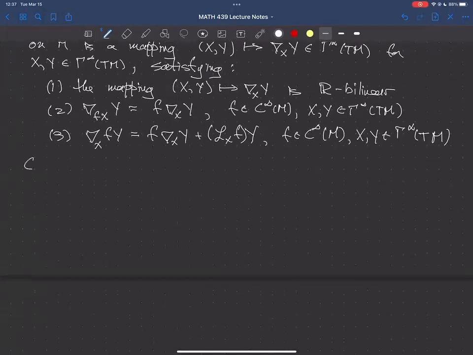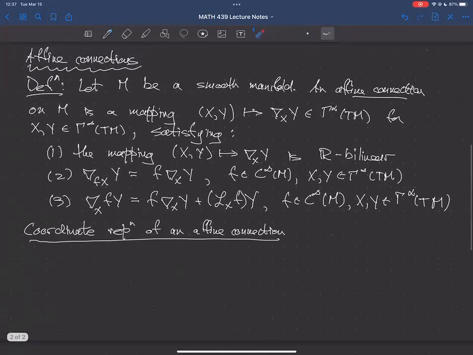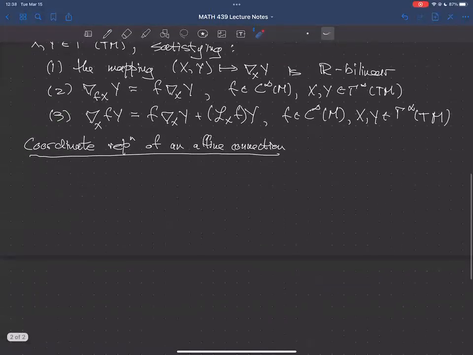All right, so let's look at the coordinate representation of an affine connection. So in other words, what is that thing? What does it look like when you write it down in coordinates? All right, so what you do is you choose coordinates.